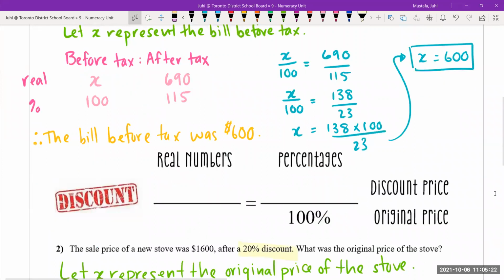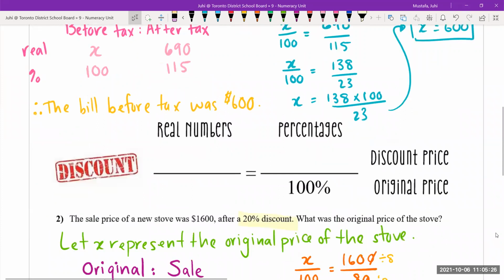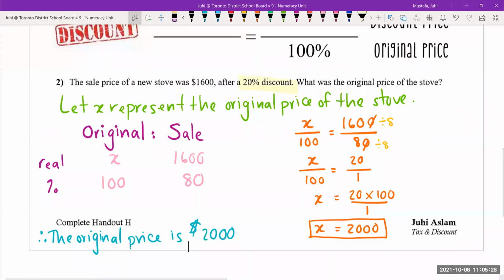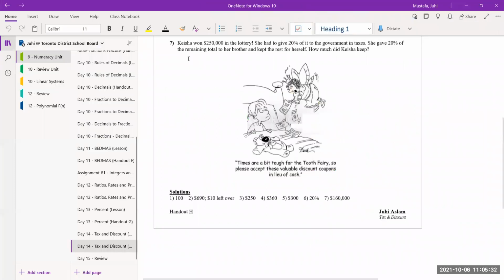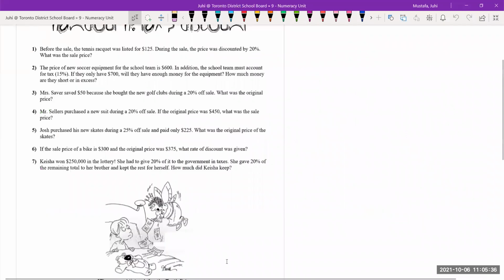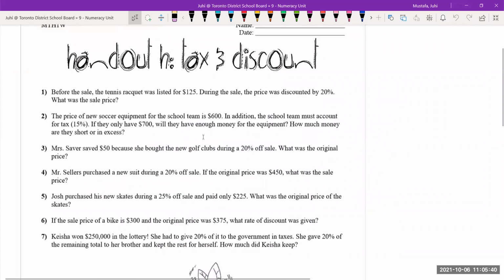Your homework for this section is not as many questions. I believe there are only 7 questions or 8. Handout H is what you're going to do. It's only 7 questions and they're all tax and discount questions. And we will take these up in tomorrow's class. So basically your homework is the percent, just finish off up till 28. I think most of you will probably get that done in the next 25 minutes. And then tax and discount, do questions 1 to 7. I'll stop the recording here.